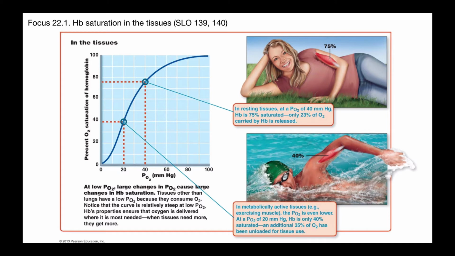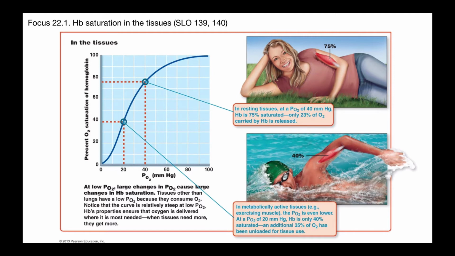But it can be different if we're looking in, so for Michael Phelps, whoever this is, swimming down below. Here in active tissues, it's not uncommon for the PO2 to be lower than around 20 millimeters of mercury, or it could be even lower, depending on how actively metabolizing those cells are. Now, what is this showing?